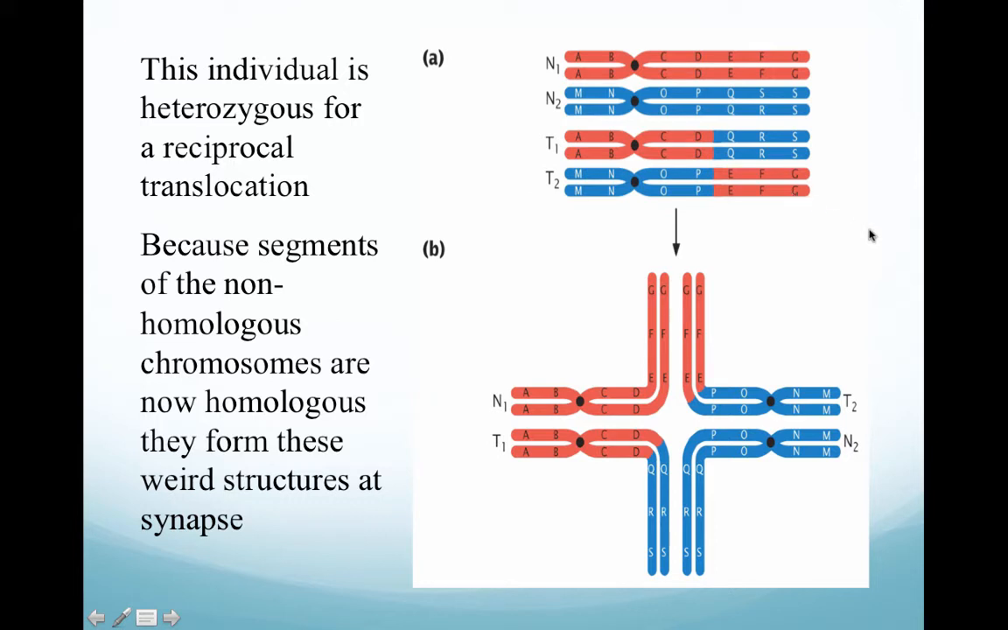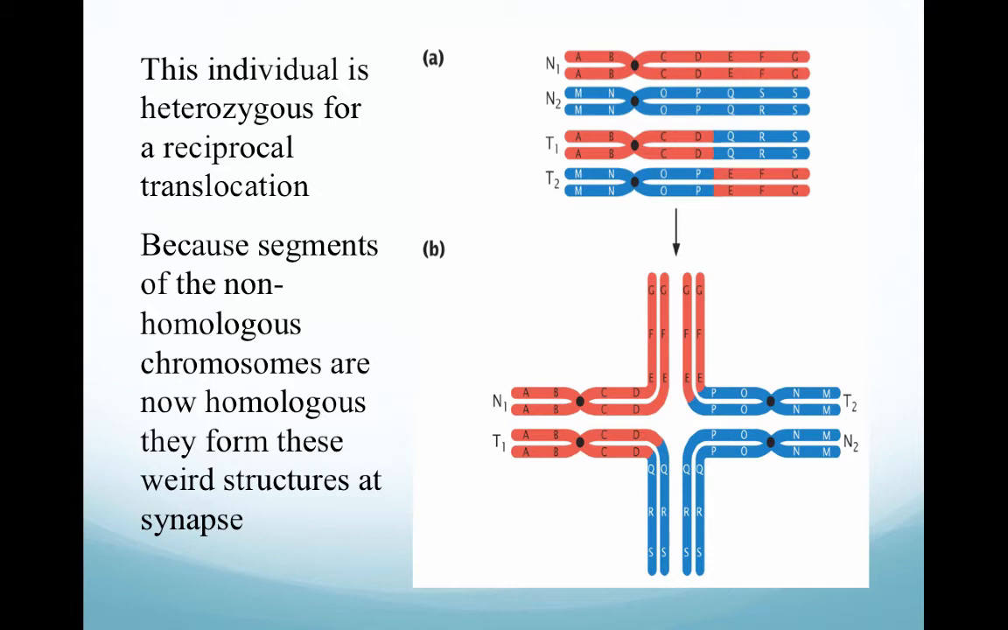So what ends up happening is during metaphase, these chromosomes are going to try to pair up with one another, and they're not going to be able to do it in a normal fashion. So they form this cross structure because the chromosomes are actually having to bend so that they can pair up with the other set of chromosomes.